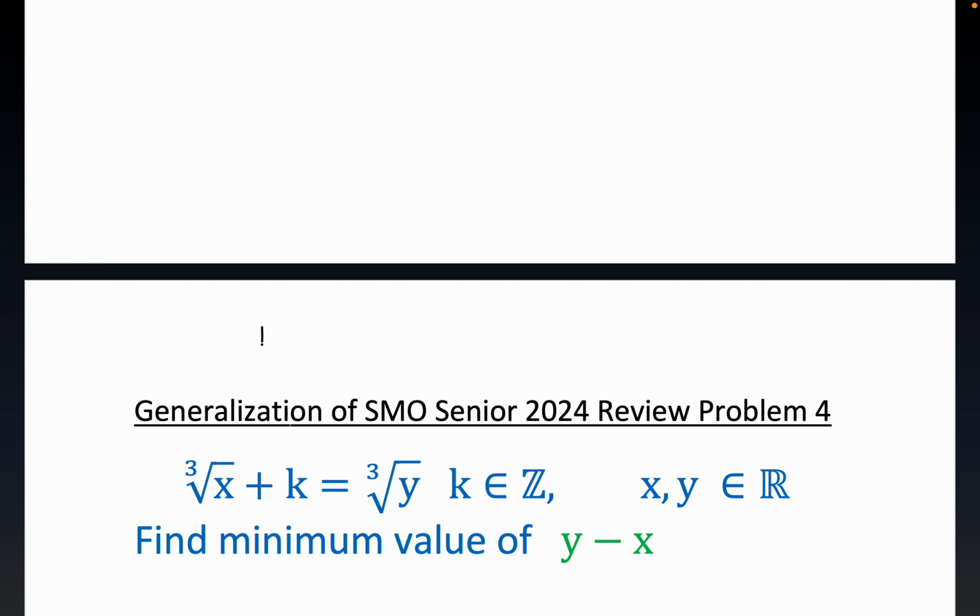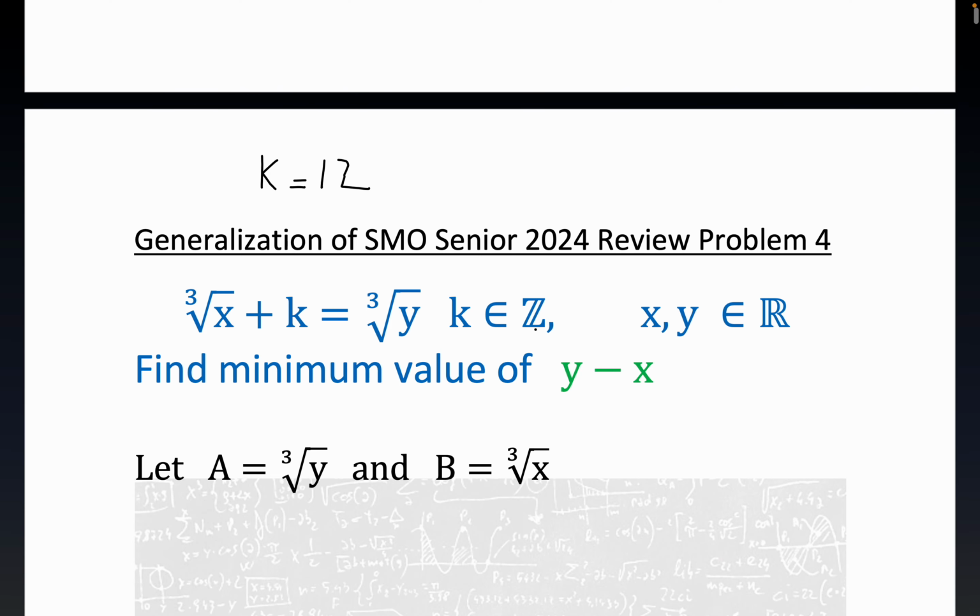Hi everybody. Today I want to generalize an SMO Senior problem where the constant was the integer 12, okay? So again, the problem was stated more or less like this, except there was a 12 right here. I want to generalize this to where we get a minimum value of y minus x in terms of k, okay?